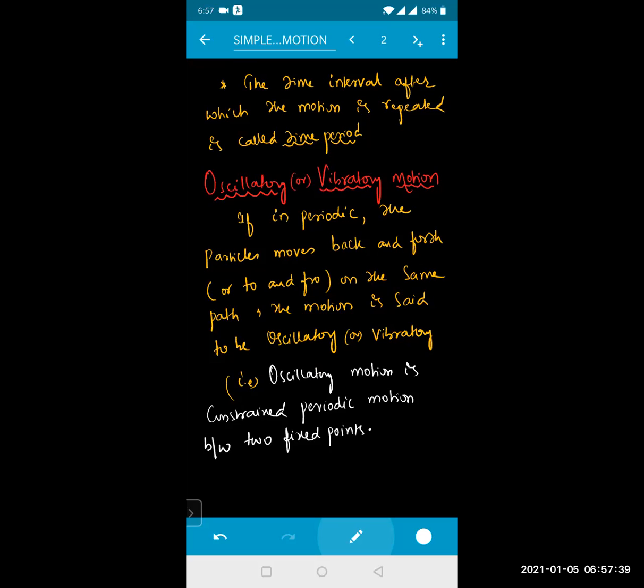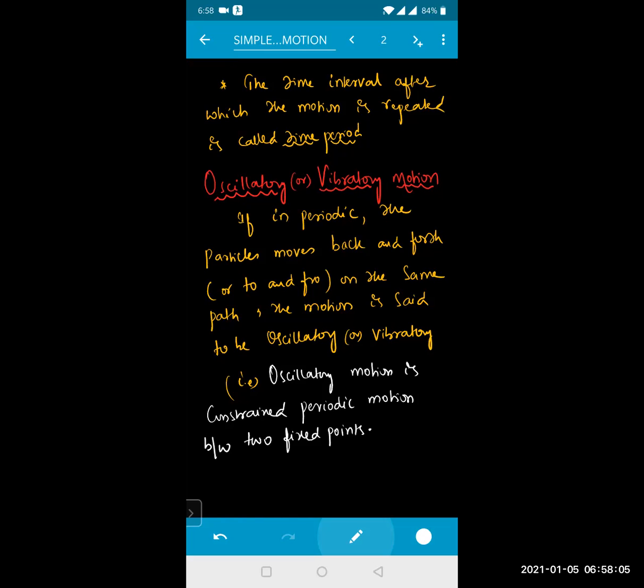In the periodic motion, the particle is making the to and fro motion about one fixed point, whereas in the oscillatory motion, or we can say vibratory motion, it is making the to and fro motion about its mean position. Whatever the fixed point we are taking, back and forth, to and fro on the same path, the motion is said to be oscillatory or vibratory.